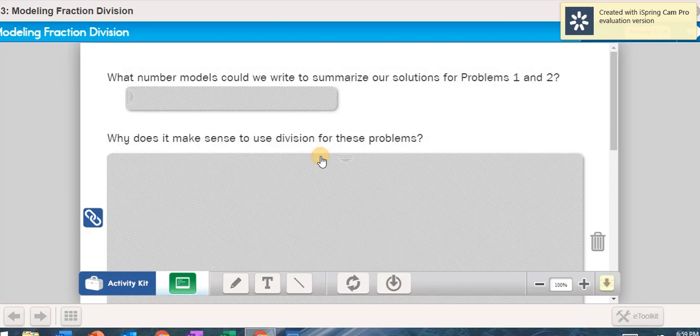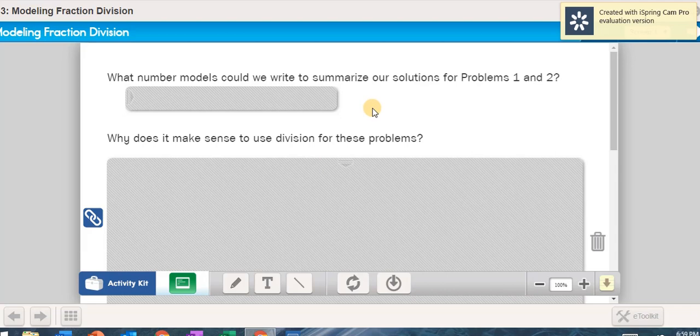All right, so it's going to ask us, what number models could we write to summarize our solutions for problems 1 and 2? Well, the first question was asking us, a 6-meter rope is cut into 3 equal pieces. How long is each piece? So if we have something that we need to cut up or separate into equal pieces, I hope we were thinking division. So we would say that 6-meter rope divided by 3 equals 2. So we would have 2-meter pieces. We would have 3 of them, right? That equals 6. So 2 plus 2 plus 2 equals that original 6 meters.